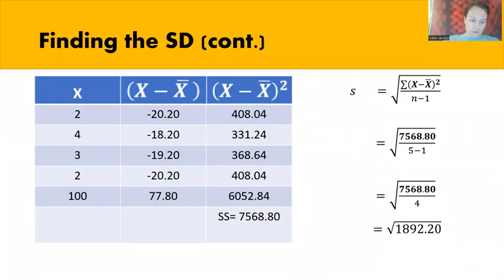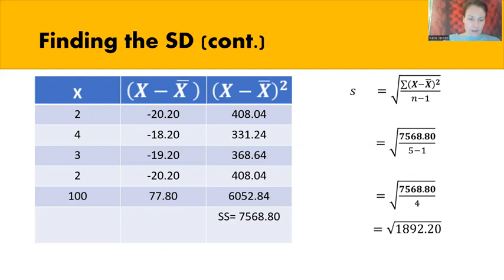So for the first x, we would take our deviation score, which we see is negative 20.20, divided by 43.50. So our first x value, 2, has a z-score of negative 0.46. So that is not going to be an outlier. Our next one, for our x value of 4, we'll take negative 18.20 divided by 43.50.